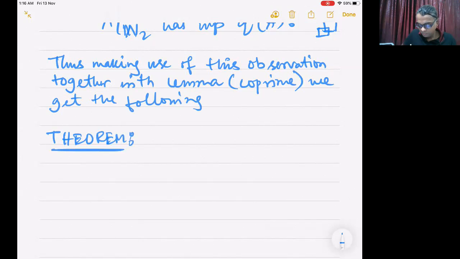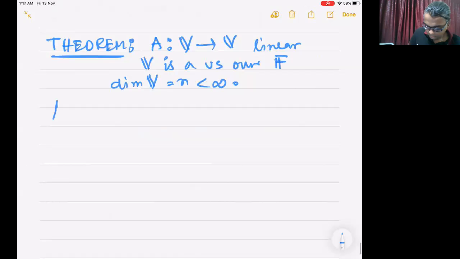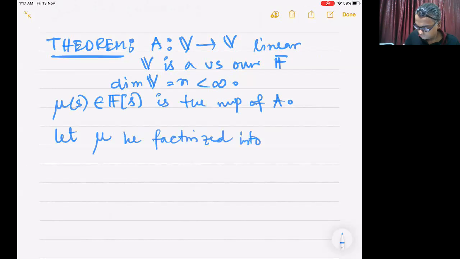Let A be a linear operator from V to itself. V is a vector space over F. The dimension of V is equal to n, less than infinity. Mu is the minimal polynomial of A. Let mu be factorized into co-prime factors. Now, what do I mean by co-prime here?